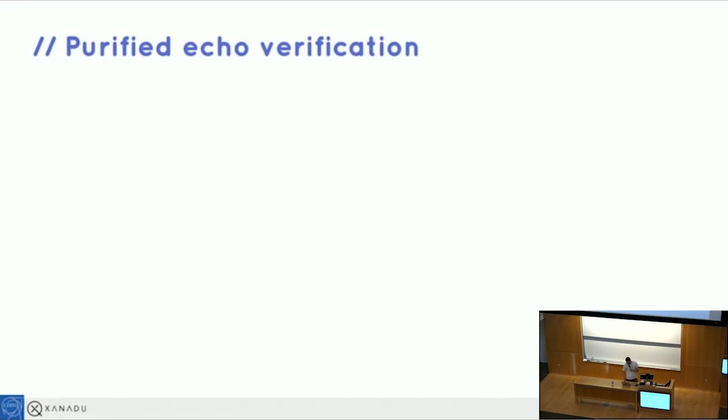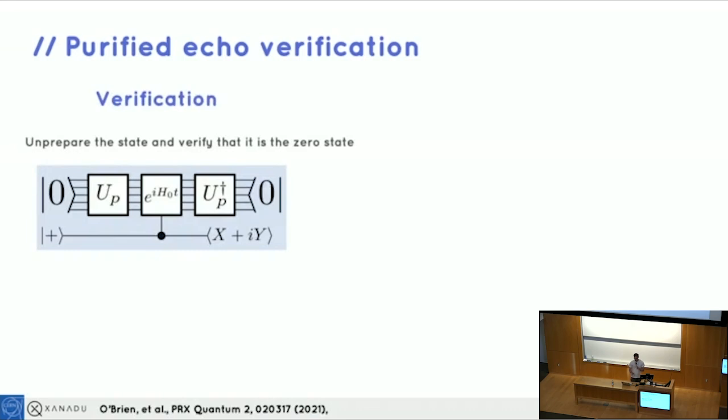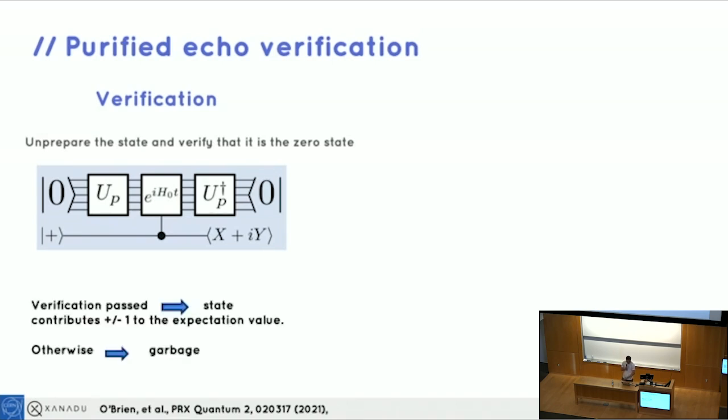So perfect echo verification, really short: you prepare your state, you do your Hadamard test using the ancilla, and then you unprepare the state, and you project on 0, right? If an error occurs, then you won't get back to 0, so you can know that something bad happened. And then what you do is you just throw away everything that doesn't pass verification.